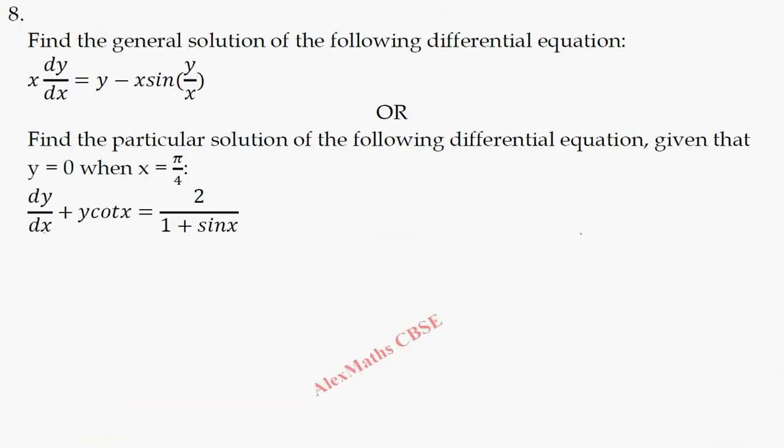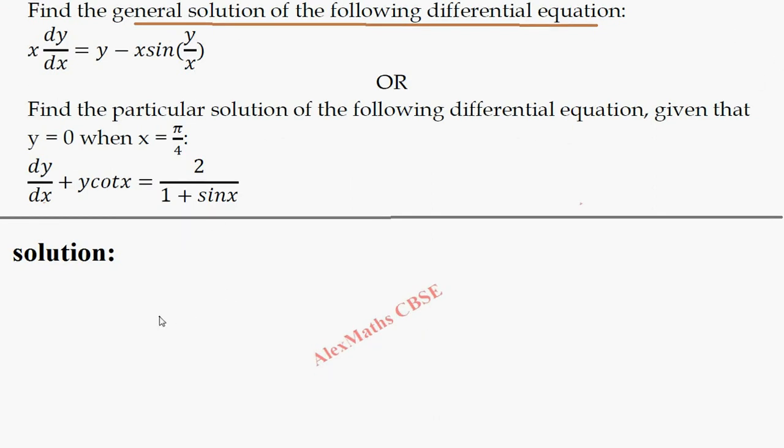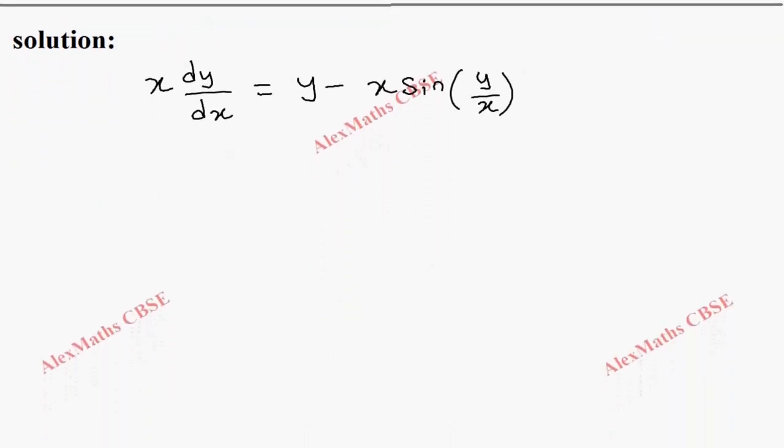Question number 8. We have to find the general solution of the following differential equation. Let's take the expression: x dy by dx equal to y minus x sine of y by x. Whenever we find y by x or x by y as an inner function, we can confirm that it is a homogeneous method. For the homogeneous method, we always need dy by dx equal to.